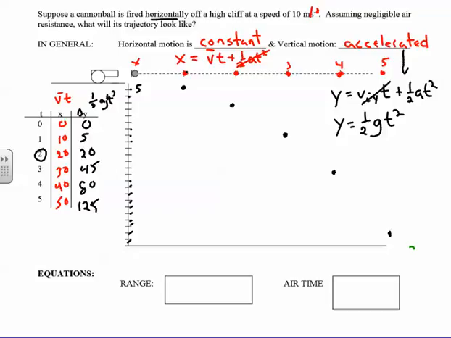Okay? And so, based on this information, the object is in the air just over 5 seconds, and we look at the positions, and then we can trace all the points between, and we get a very nice looking parabola.